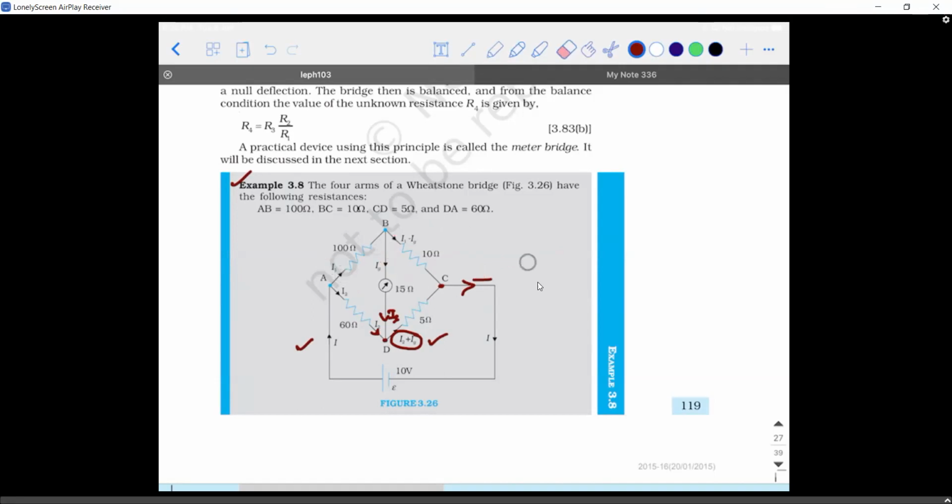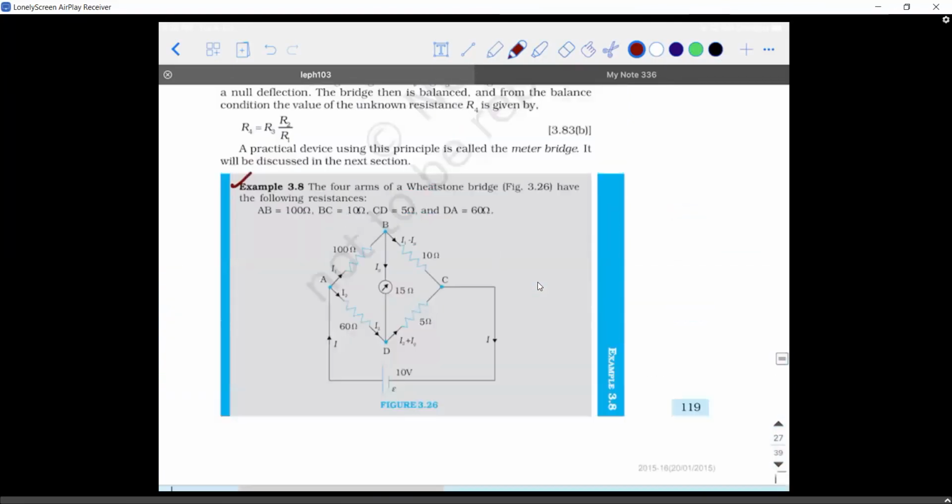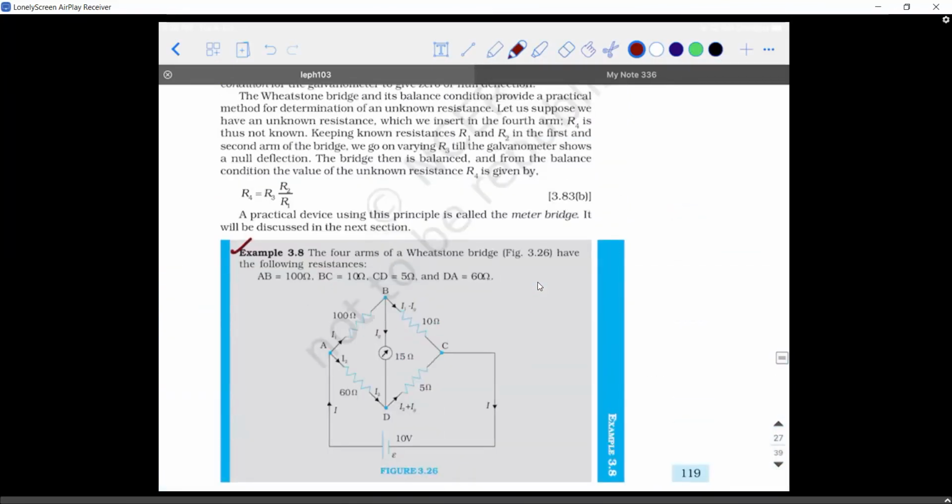Apply Kirchhoff's voltage law, find out the equations and then solve for it. One important point to be noted here is IG is not zero because nowhere have they mentioned that it is under a balanced condition. Our work in this problem is to find out the value of IG. So how do we proceed, guys?